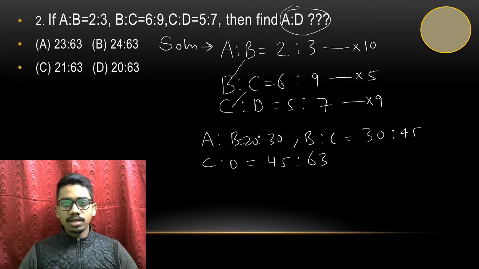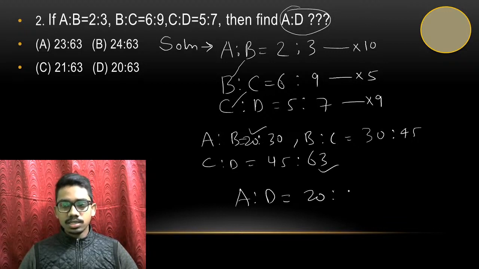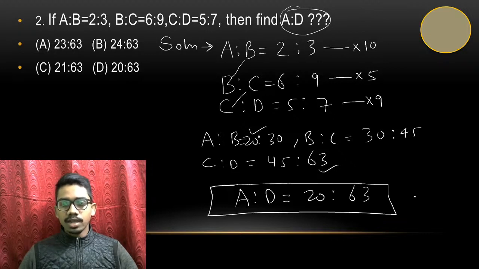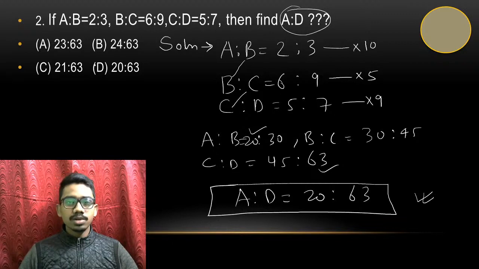I have to find A ratio D. See, how can I find A ratio D? The value of A is 20 and the value of D is 63. So 20 ratio 63 is the correct answer to this question. That is option number D. Option D is the correct response to this question.